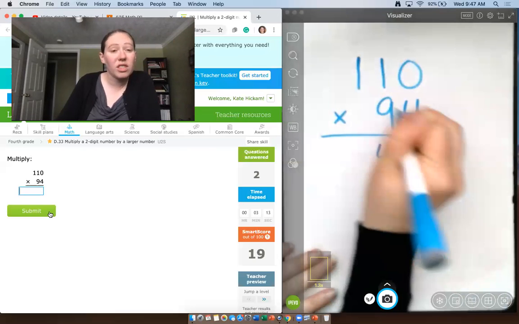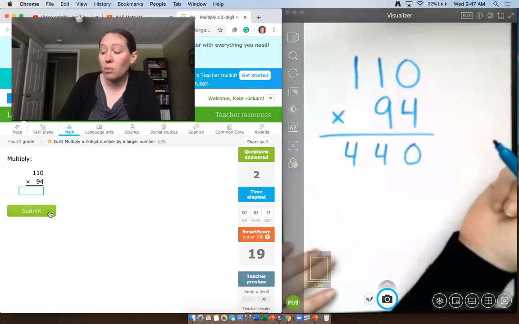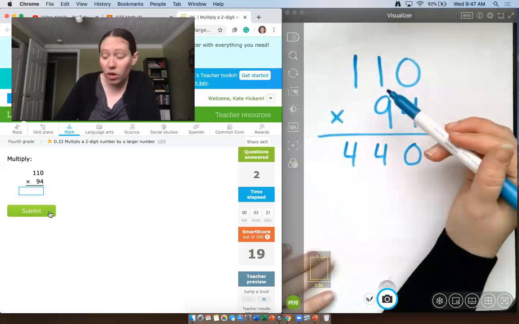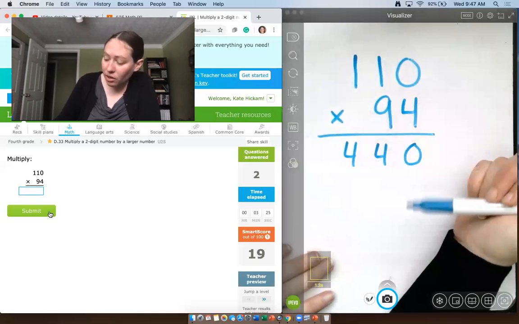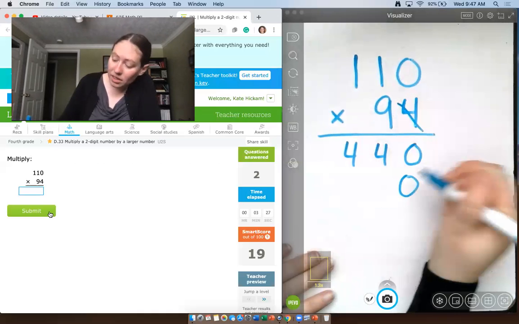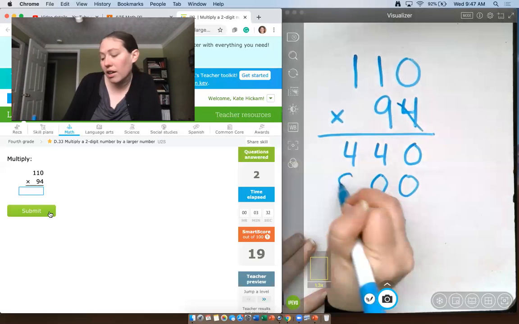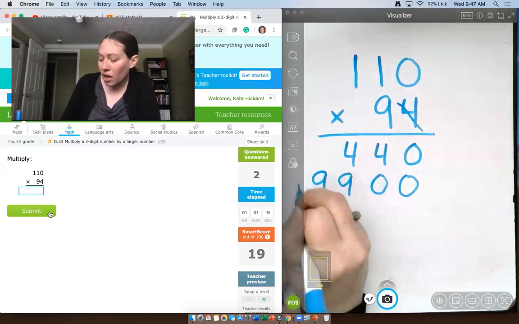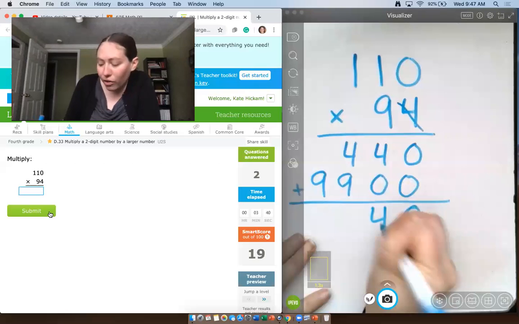So how we would do this in school, 4 times 0 is 0, write the 0. 4 times 1 is 4, write the 4. 4 times 1 is 4, write the 4. 0. 9 times 0 is 0, write the 0. 9 times 1 is 9, write the 9. 9 times 1 is 9, write the 9, add. And then I have you guys do the adding on your own because you're kind of amazing at it by this point. I mean, you are in 4th grade.